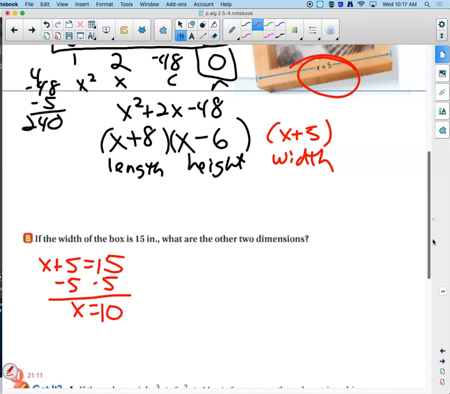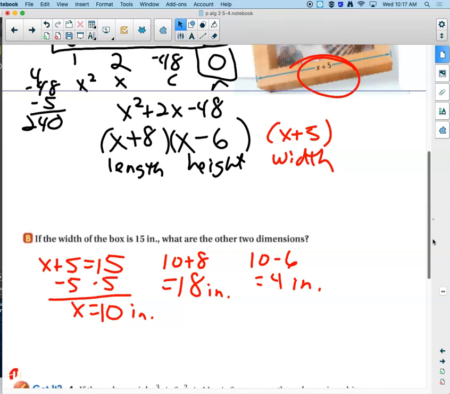If we know x is 10, then we can plug the 10 back into x plus 8 and x minus 6. So these we can now say this is inches, because they gave us a value for x. So we could use that in each one of these little binomials that we have here and figure out what those dimensions would be.